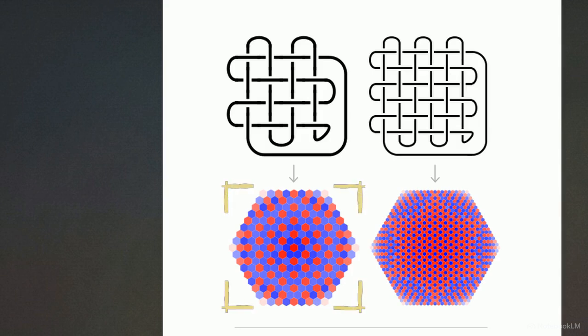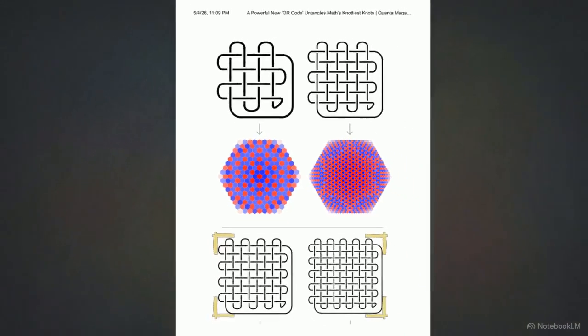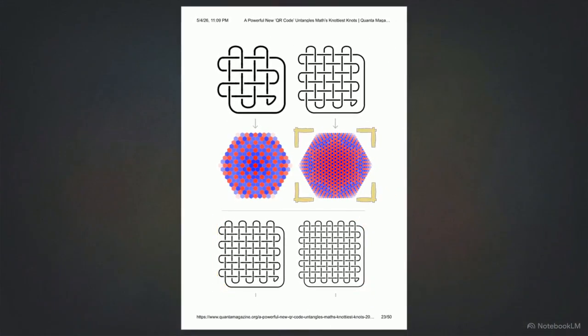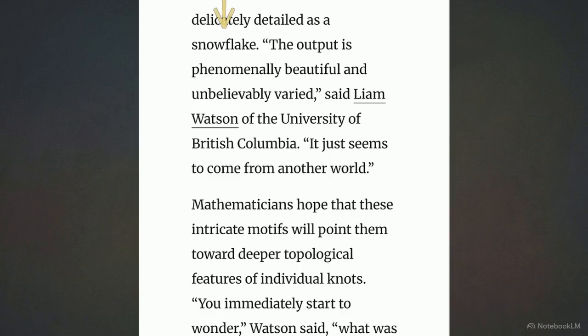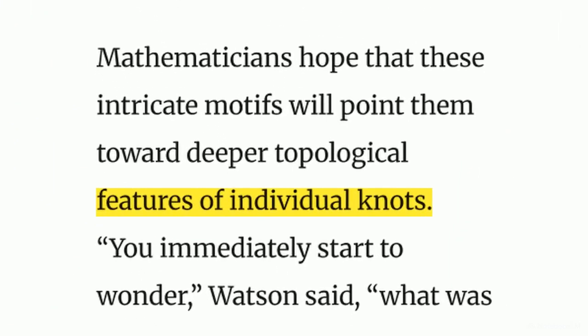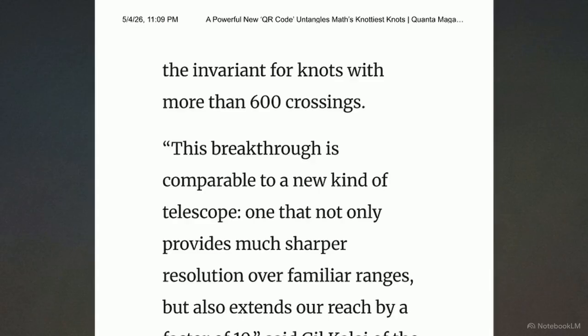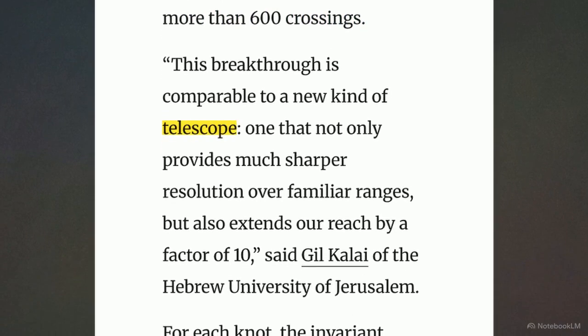When applied to this square weave, the algorithm outputs a colorful hexagonal pattern. As the input knot becomes denser on the bottom row, the corresponding visual pattern becomes significantly more intricate. These outputs resemble snowflakes that visually map the topological features of the tangle. They provide a unique way to see the differences between individual knots. Researchers now instantly generate these codes for knots with 300 crossings, and they have calculated aspects of the invariant for tangles past 600 crossings. This acts as a mathematical telescope, extending our reach and allowing scientists to see the precise structure of tangles that were previously impossible to calculate.